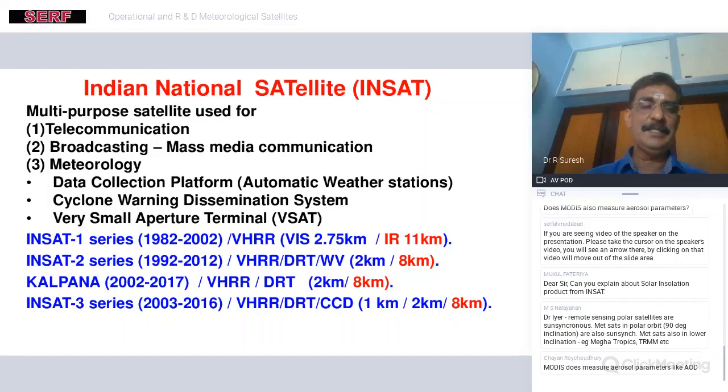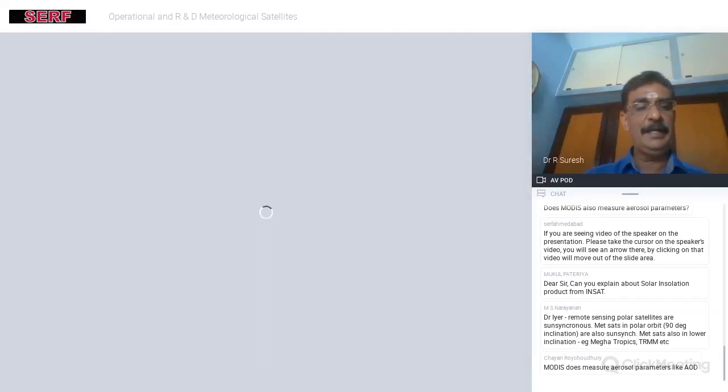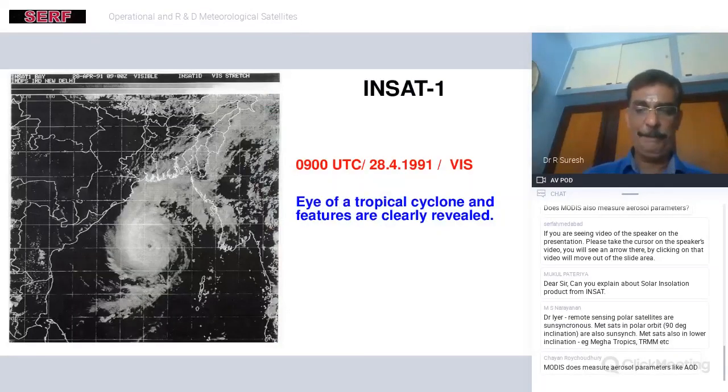To mark the respect of Kalpana, we have coined the series name as Kalpana also. So they have been tabulated here. A classic picture of INSAT-detected tropical cyclone in 1991, which is almost a super cyclone, T6.5.